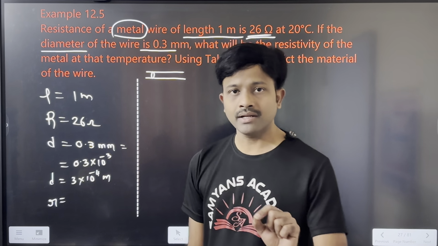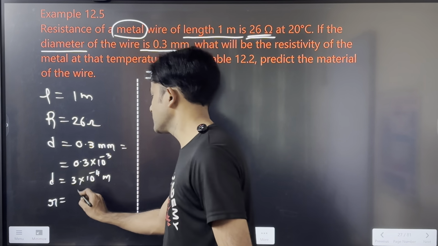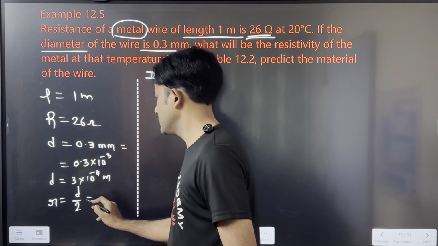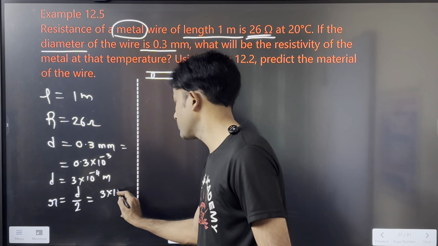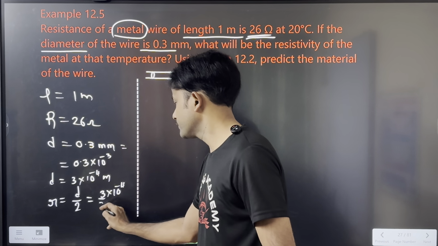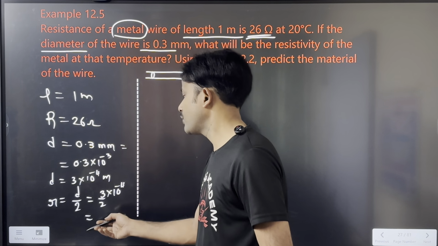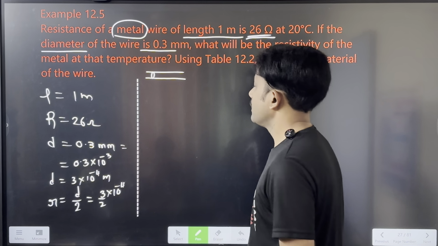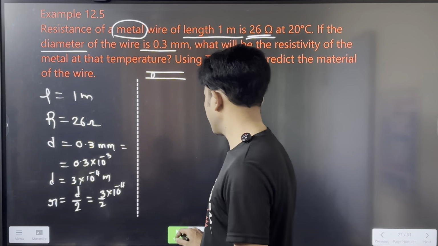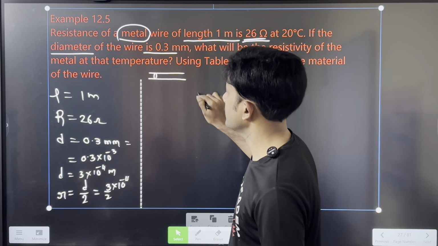Radius equal to diameter by 2. Already you know that. So radius equal to diameter by 2, so this is equal to 3 by 2 into 10 to the power of minus 4. How much is it? 3 into 10 power minus 4 by 2. Okay, 3 by 2 is how much? That is 1.5. Otherwise you keep it like that only, no problem. Okay, then how do you find the area?